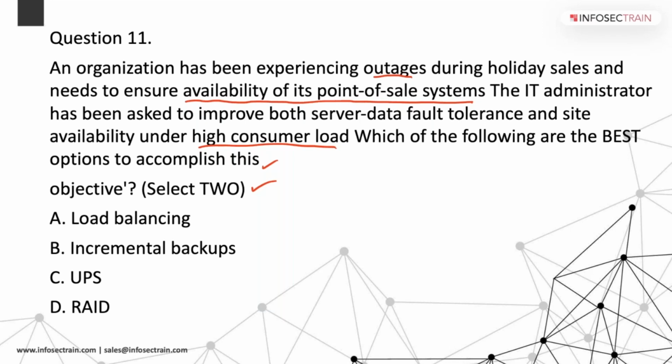Okay, guys, the answer for this one is, first, a very common thing, a load balancer, which will distribute the traffic between your different web servers. Then there is going to be your RAID. RAID is a redundant array of independent disks, which is a way of storing the same data in different places on multiple hard disks or SSDs, to protect the data in case of drive failure. So A and D are going to be the correct answers over here.